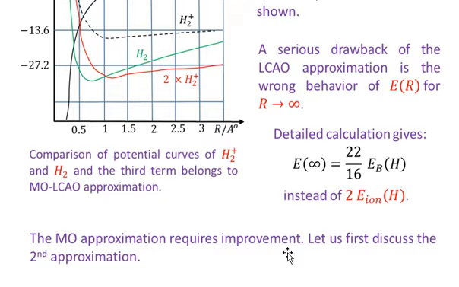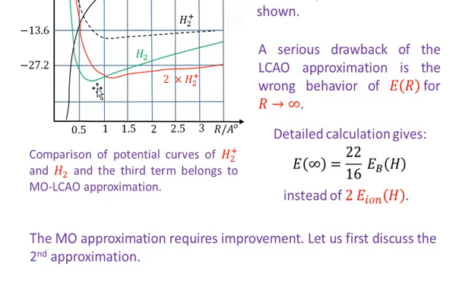Of course, improvement is required because you know that the curve is producing a value of 22 divided by 16 times the EB, that is the binding energy of the hydrogen atom. And you know that this factor is slightly lower than minus 13.6 electron volt. But you know that the green curve should not approach this value. Instead, it should approach a value which is twice the ionization potential of the hydrogen atom. And this value becomes equal to 27.2 electron volt.